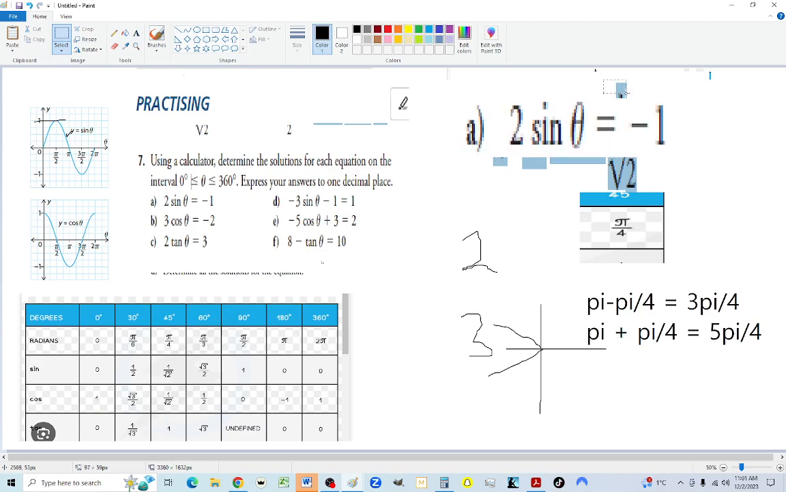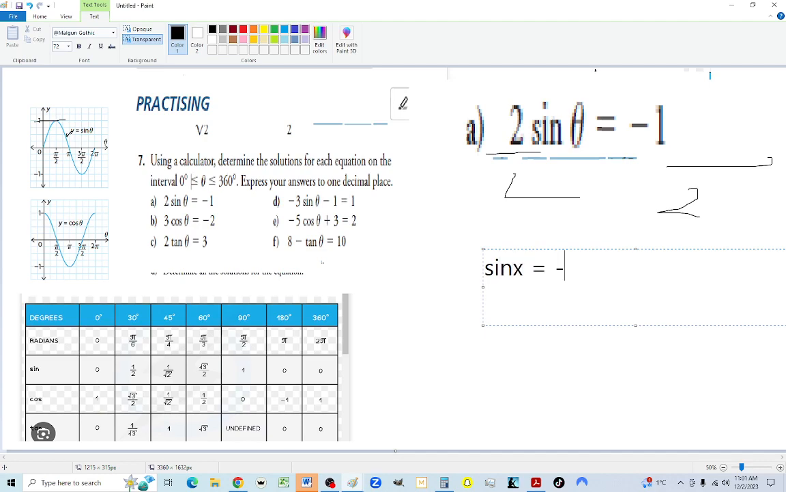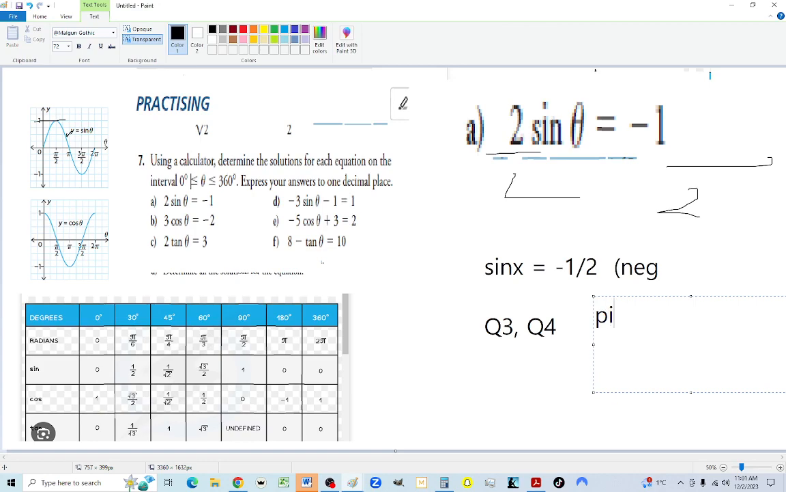Well, we can see right away that sine is being adjusted by a stretch by a factor of 2. You have to just divide by 2 on both sides. So that really means when is sine of x, I'll just use x, equal to negative 1 over 2? Notice that negative 1 over 2 is negative, so we're talking about quadrants 3 and 4. And if we look carefully, we do discover a half on the exact value table for sine, which is pi over 6. So really we're talking about pi over 6 as the acute angle.